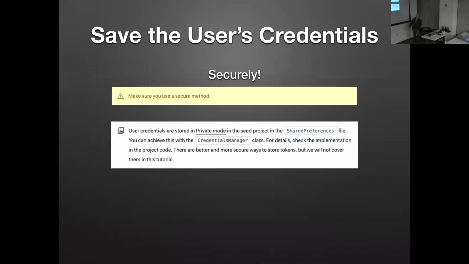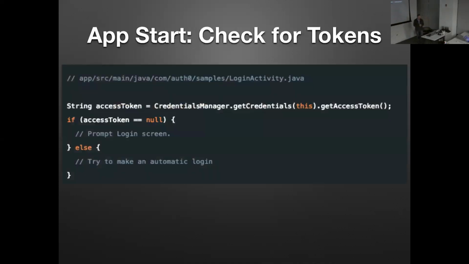Then they had a note on their website about saving this token. Make sure you use a secure method to save the user's credentials. So in one of their apps, they save them as private mode in the shared preferences, and that's a very simple thing you can start with. Auth0 provides a credentials manager object to help you do that. So they have some good documentation on their site for these pieces.